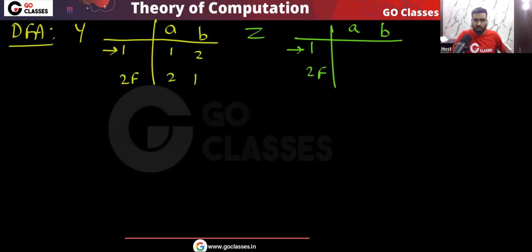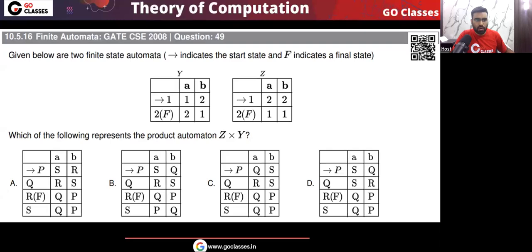This is DFA Y. And what is DFA Z? In DFA Z also you have two states, state 1 and state 2. State 2 is the final state. On A and B, where are we going? We are going 2 to 1 and 1 to 1. Now the question is asking what is the product automata?